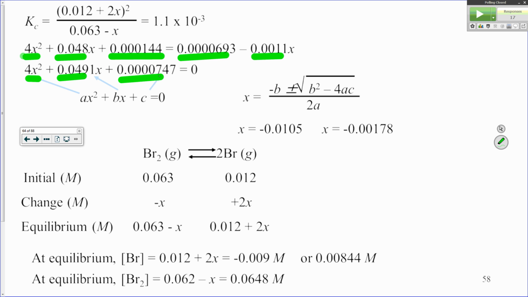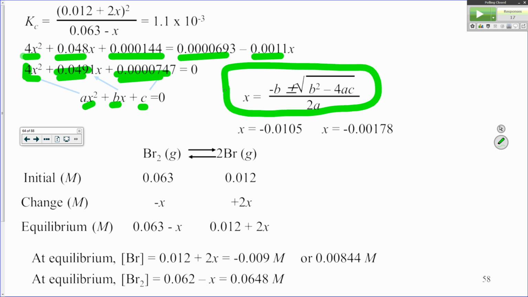The quadratic is ax squared plus bx plus c. This is my a term. This is my b term. This is my c term. We solve our friendly quadratic equation. x equals negative b plus or minus the square root of b squared minus 4ac, divided by 2a, something every one of you has seen at some point.